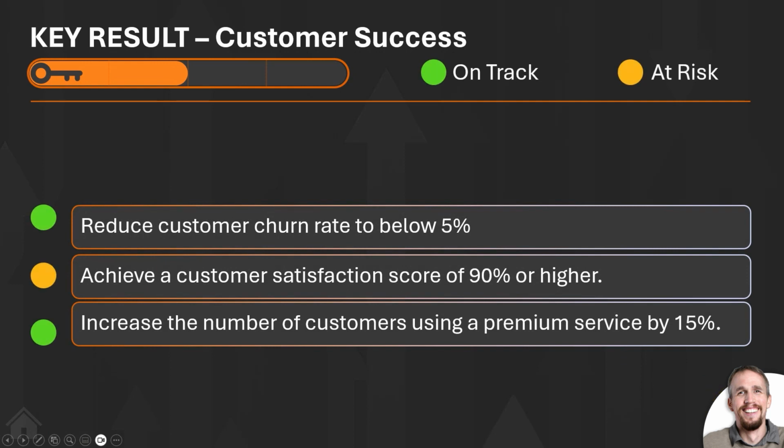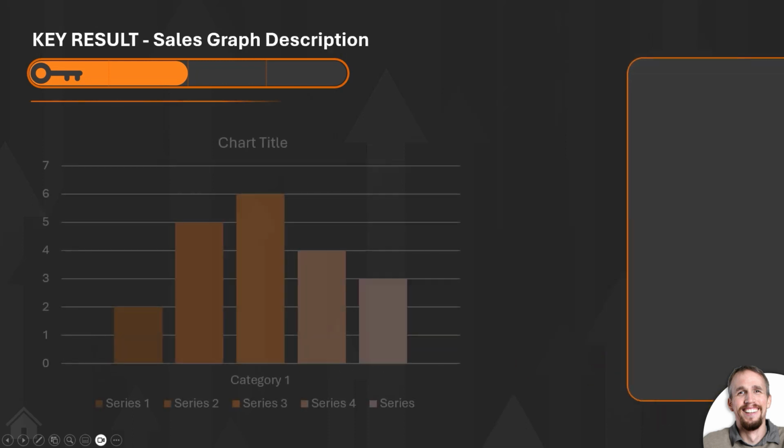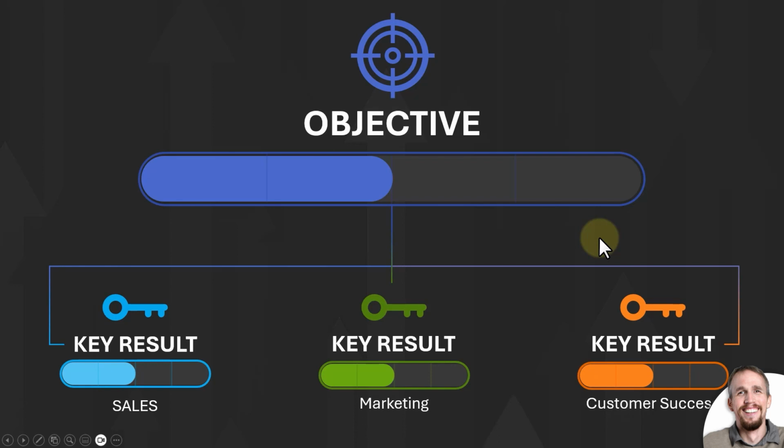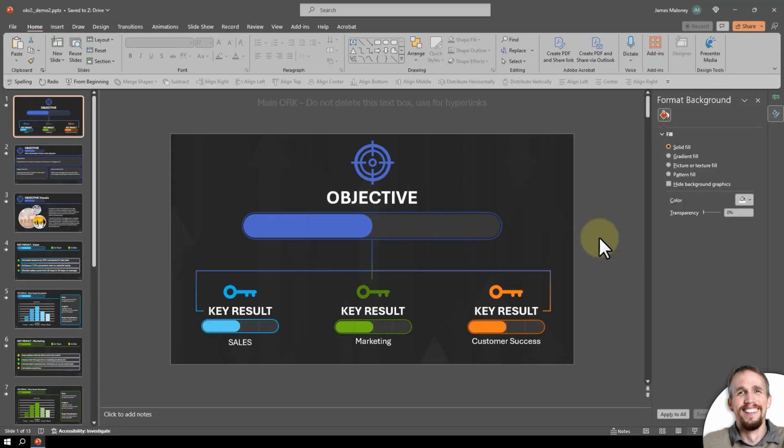It'll do the same thing, and these are set up with the same layout for these key results. You can edit and change them as you need, but they all have a graph and some text to add. And I go back to the home page. So that's how the interactivity of this template works.